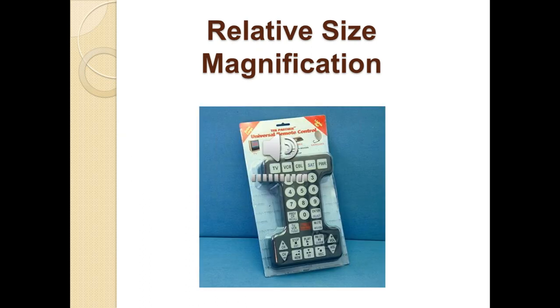Here's a large print remote control. That makes it a lot easier to see the buttons. It also keeps it from getting lost in the couch cushions as easily. Okay. So relative distance and relative size magnifications are very important.